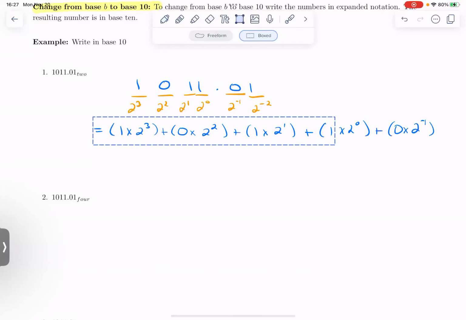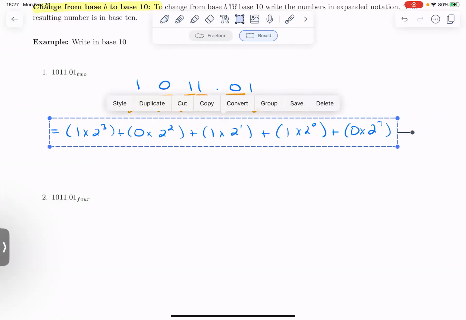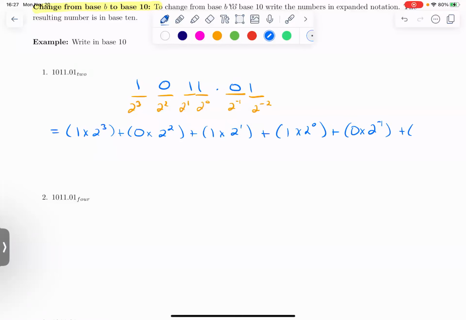Plus 1 times 2 to the negative 2. This is 8 plus 0 plus 2 plus 1 plus 0 plus 0.25. So I get 11.25 base 10. Whee. Back to what we know and love.